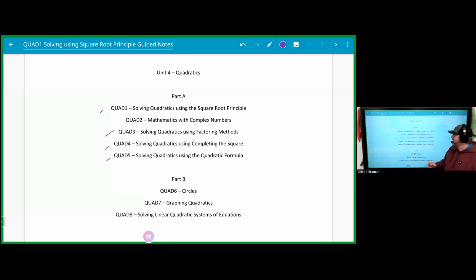We're also going to take a little bit of a sideshow right in there for that computations thing as we go along. But after that, we're going to do some applications with those 3 targets. We got circles, graphing quadratics, and solving linear quadratic systems of equations.